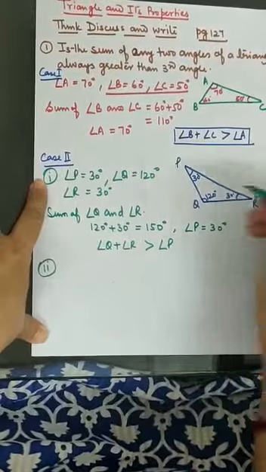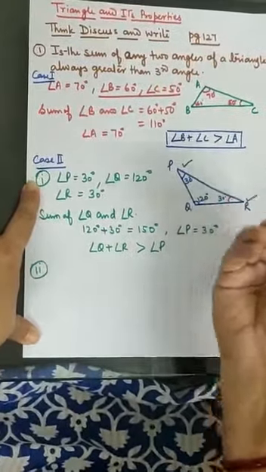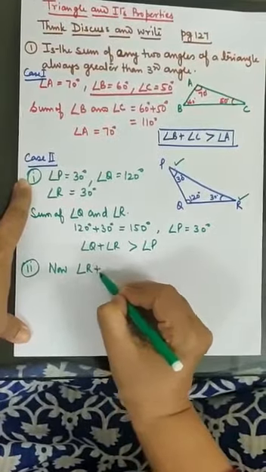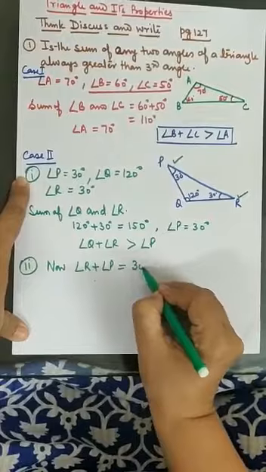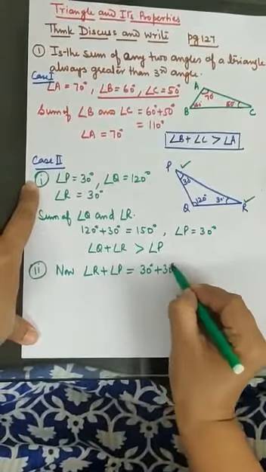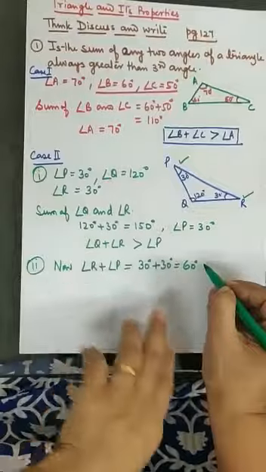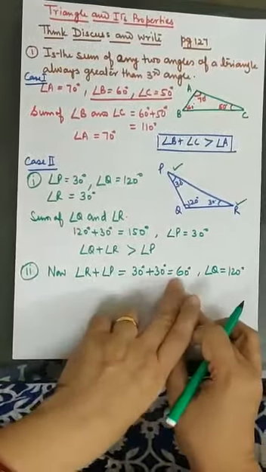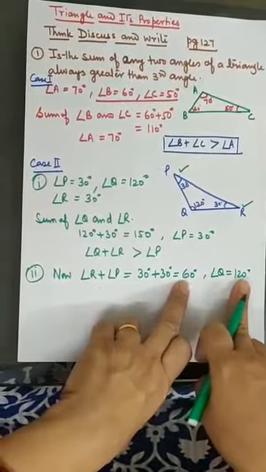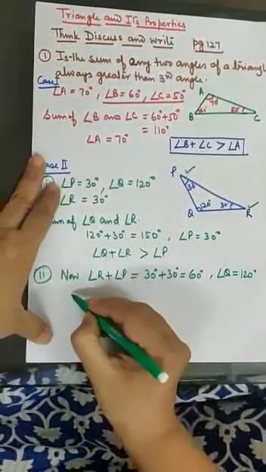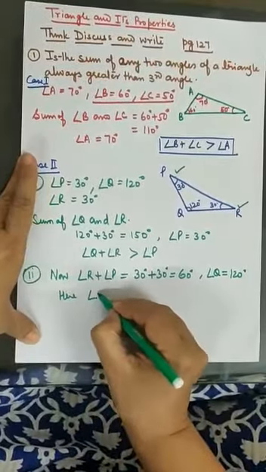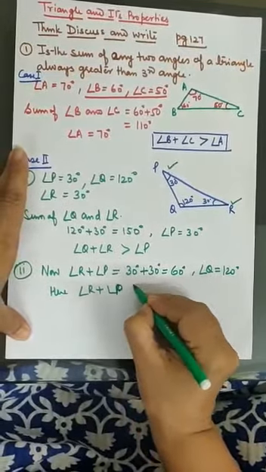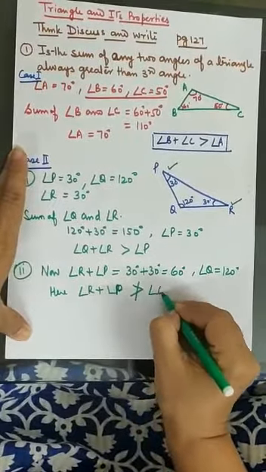Now let us assume angle R and angle P. Let us find their sum and then see. Now angle R plus angle P is equal to what? 30 degree plus 30 degree, which is equal to 60 degree. And angle Q is what? 120 degree. Now you see sum of two angles, is it more than the third angle? No, it is less. So here angle R plus angle P is not greater than angle Q.